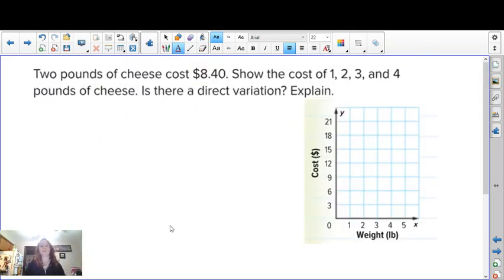2 pounds of cheese costs $8.40. Show the cost of 1, 2, 3, and 4 pounds of cheese. Is there a direct variation? Explain.